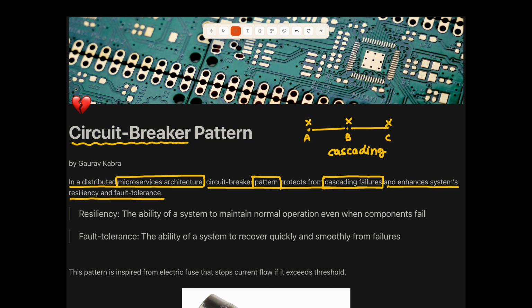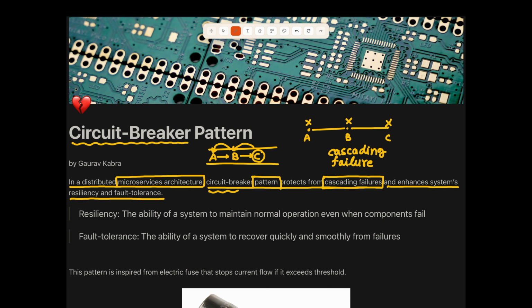Take an example. On a road, three cars were driving: car A, car B, car C. Car C got into some accident or broke down. Car B hit C, due to which car B also broke down. And then car A, which was just coming behind car B, also hit car B, and car A also broke down. So, since car C broke down, eventually car B and then car A also broke down. And this is known as cascading failure.